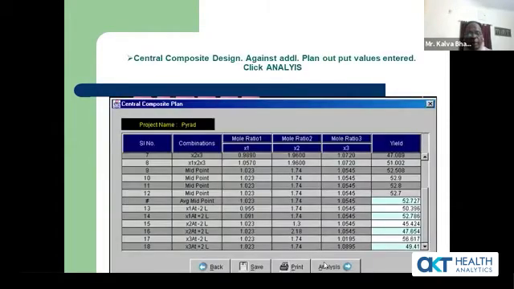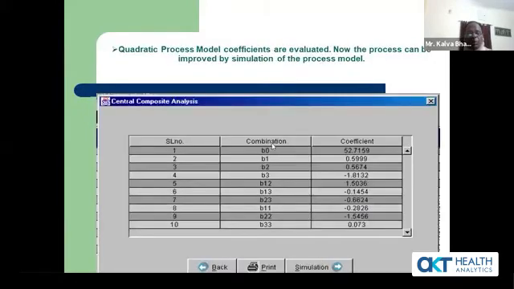Then click on the analysis. Now you have got the quadratic model completely developed here. Earlier we had already developed up to this. Now x1 square, x2 square, x3 square also have been estimated here. Now the full quadratic process model is available, and no more experiments need to be conducted. Okay? And now we go for the simulation to achieve our expected results.